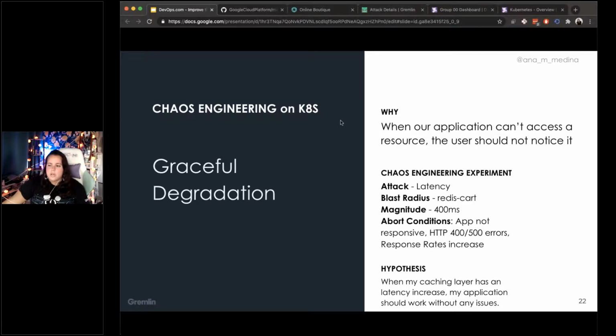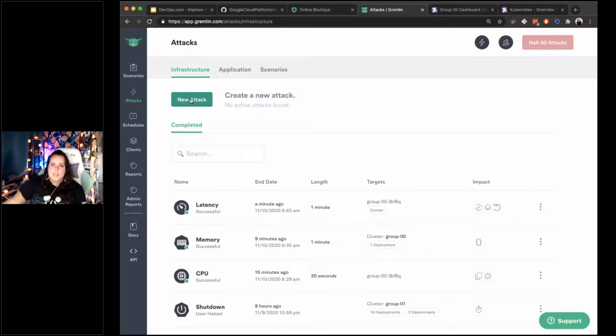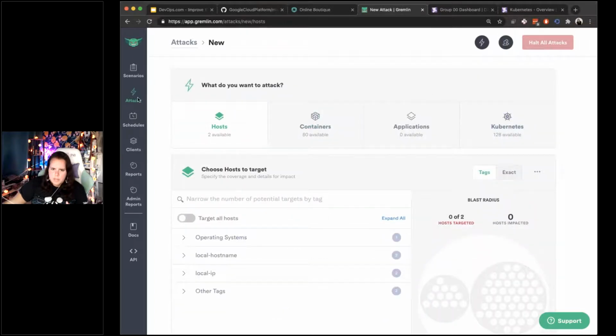So now that we saw this, one of the other things that you can do is think about what you do after you run a latency experiment. You want to think about other things that can happen if anything happens to that service. So part of graceful degradation is making sure that our customers always have a good experience. So let me just validate that.